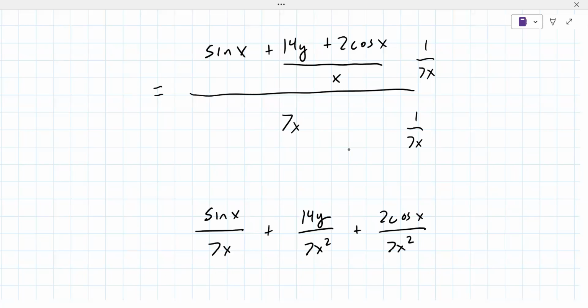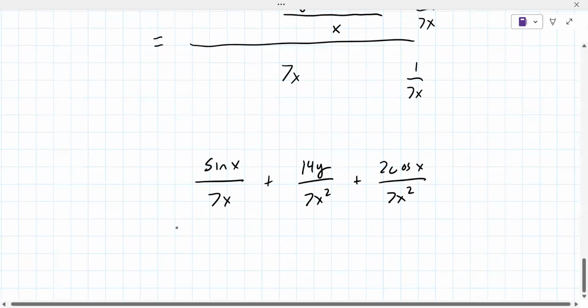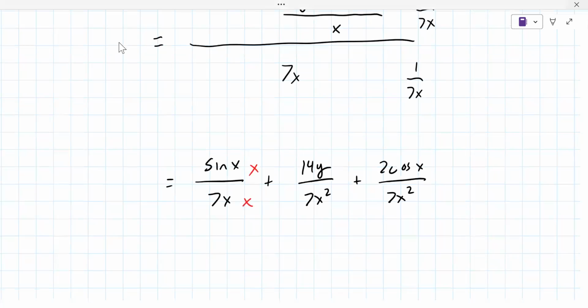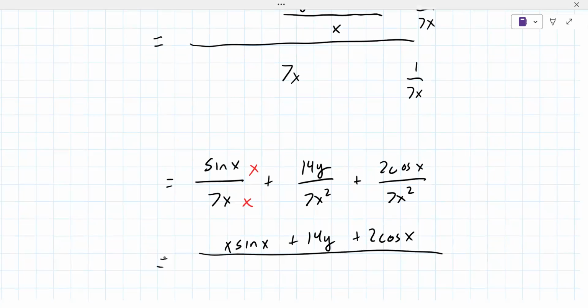And so you could make a common denominator here, where we multiply the top and bottom on the left by x. In some ways it feels like you're just going backwards, but it's x sine x plus 14y plus 2 cosine x all over 7x squared. Okay, yeah.